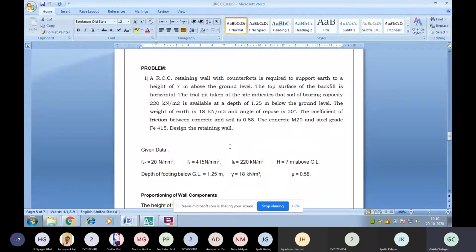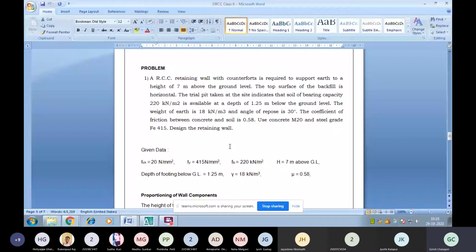The trial pit taken at the site indicates that the safe bearing capacity of the soil is 220 kilonewton per meter square. And this is taken at a depth that indicates the depth of foundation is 1.5 below the ground level. The weight of the earth, that is, the density of soil, is taken as 18 kilonewton per meter cube.